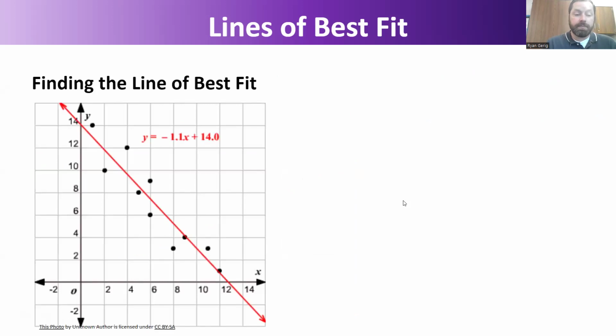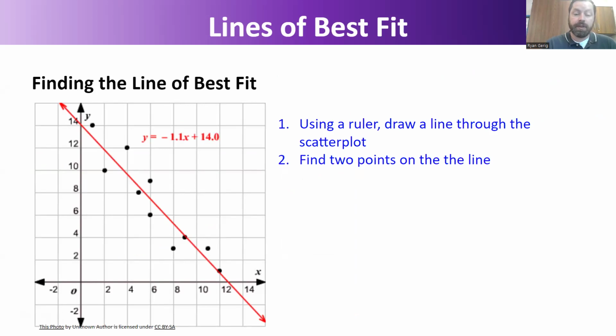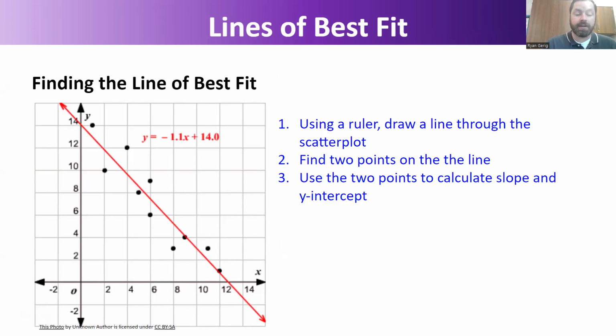Finding the line of best fit. Using a ruler, draw a line through the scatter plot. You're going to try to find 2 points on the line. Use the 2 points to calculate slope and y-intercept. This is how you would do it by hand. We're not going to do that. We're going to do it using technology.